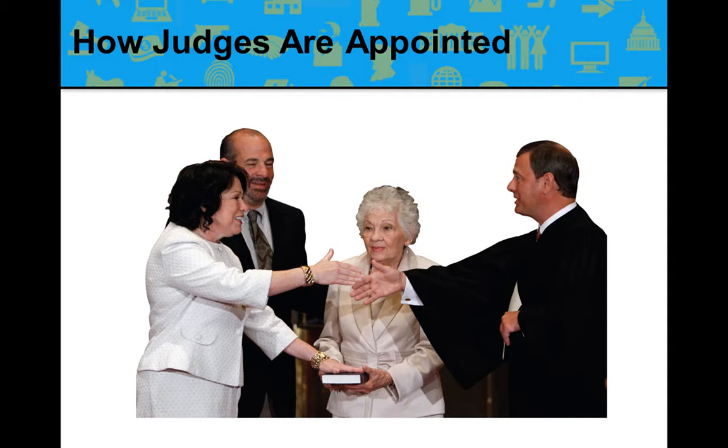All right, we're going to pick up and talk about how judges are appointed, and this is part of the lecture that deals with the politics of selecting judges. So this is a picture of John Roberts when Sotomayor was appointed and sworn in, and this is her husband and her mother who was present at the swearing-in ceremony. And Sotomayor is the first Mexican-American appointed to the Supreme Court.